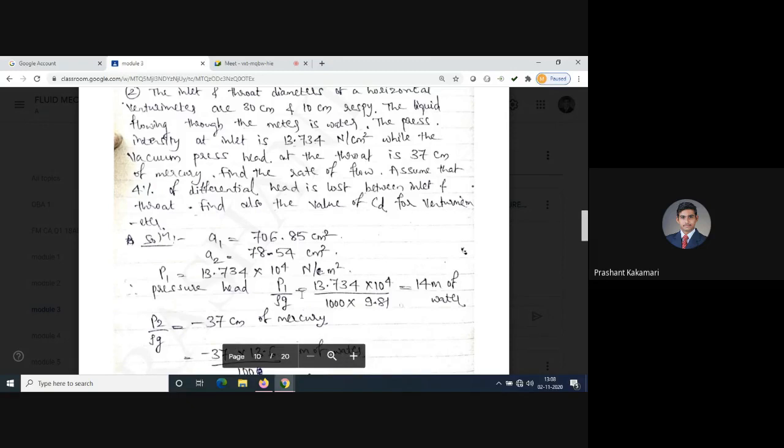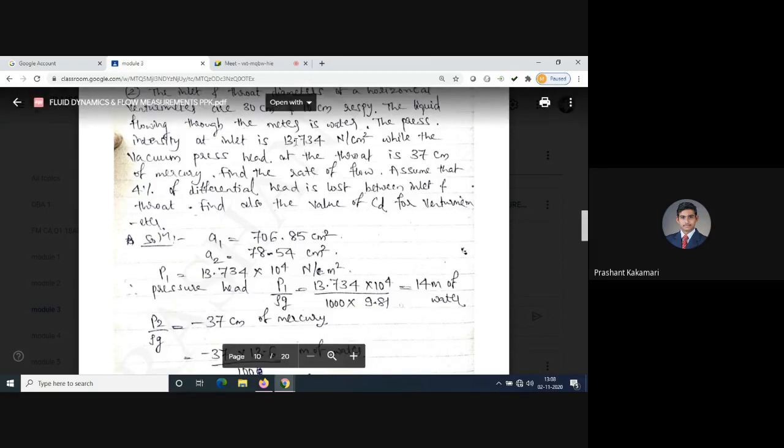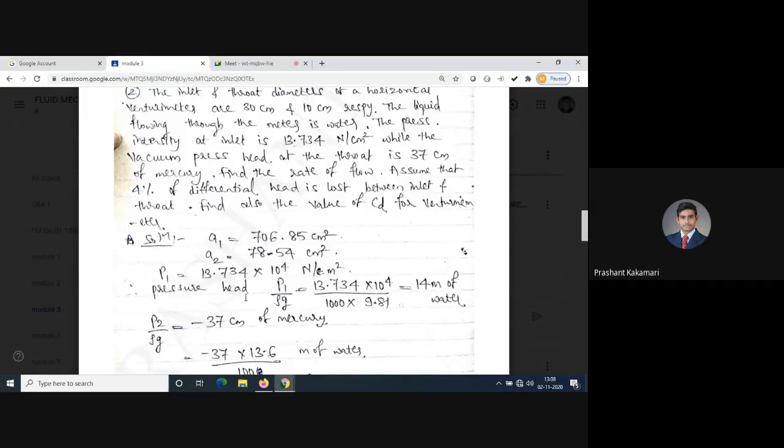So what they have done here, they have converted this pressure head itself, that is Newton per centimeter square itself, into meters of water. Later they can go for meters of mercury also. So to convert that, we can take that P1 by rho g so that you can find out H. Head we can find out. That is 13.734 into 10 raised to 4 Newton per meter square divided by density of water, because the fluid which is flowing in the pipe is water. So we have taken 1000 here for the density. Gravity is 9.81. So one can find out what is the head of water. That is 14 meters of water is flowing in the pipe. Head of water is 14 meters.